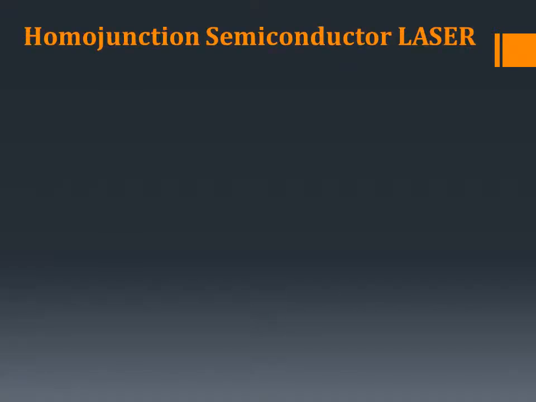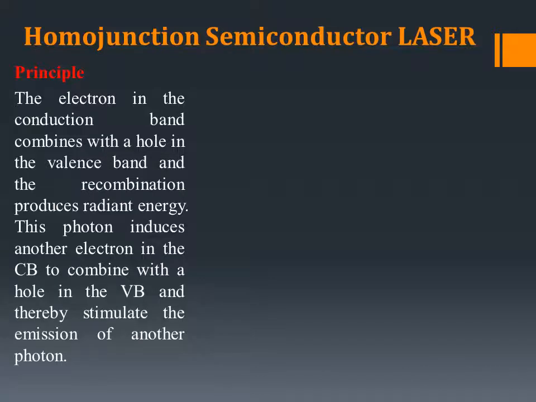The first type of semiconductor laser to be seen is the homojunction semiconductor laser. The working principle of the laser is that the electrons present in the conduction band combine with a hole in the valence band and the recombination produces radiant energy. The photon which is produced induces another electron in the conduction band to combine with a hole in the valence band and thereby stimulate the emission of another photon.